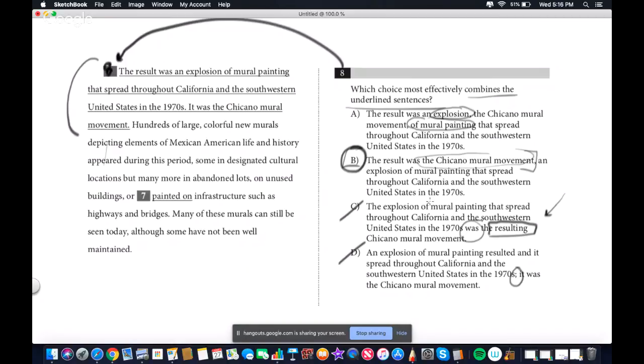And even though we moved one little piece around, we didn't move the sentence all around. We didn't add an extra ING. And we didn't break up this prepositional phrase, explosion of mural painting. So those would be the ways that I'm judging here.